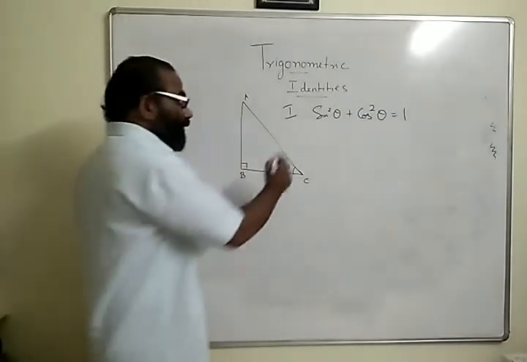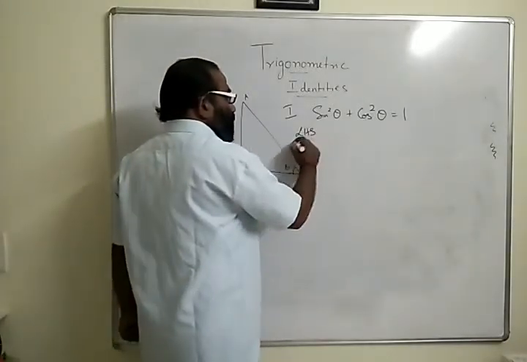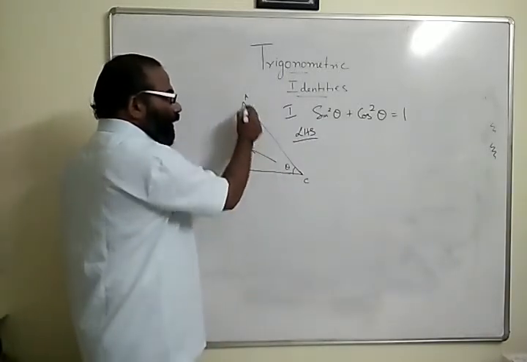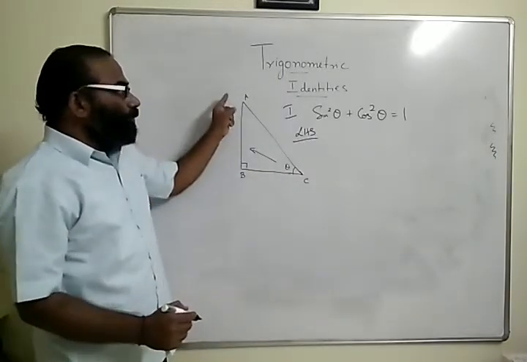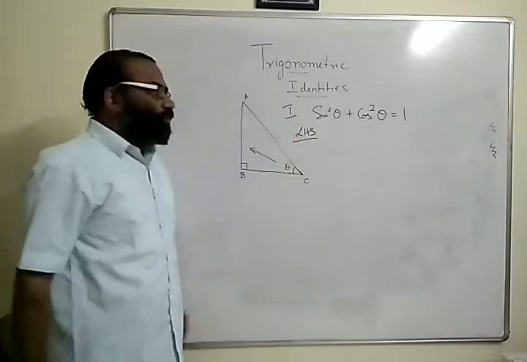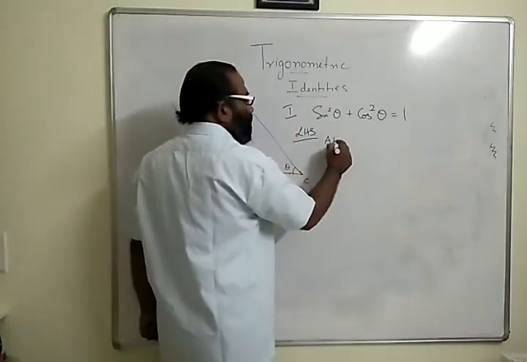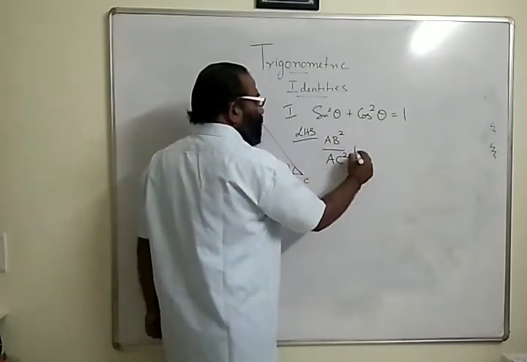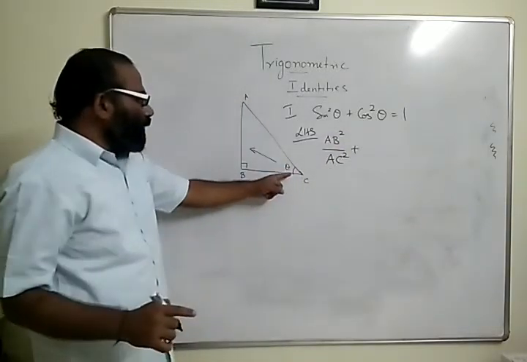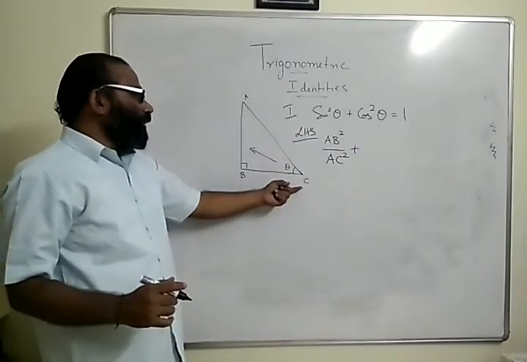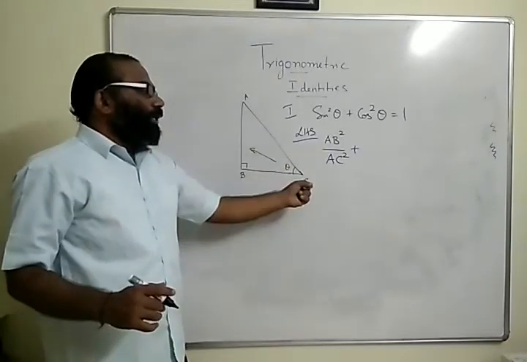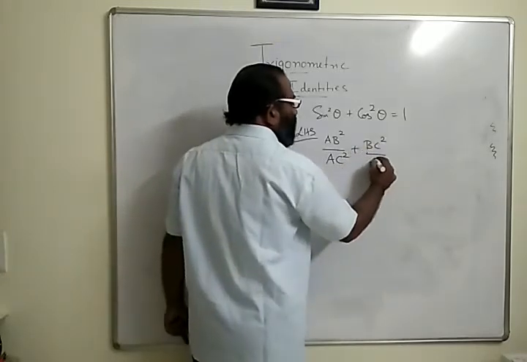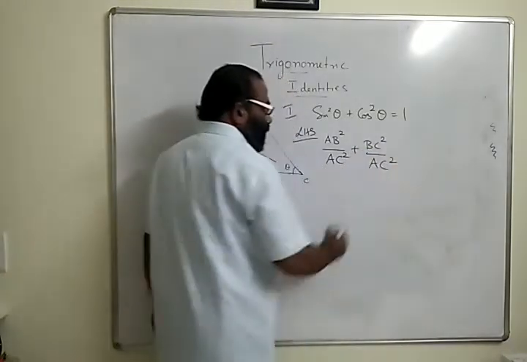So taking the left hand side, what is sin theta? Sin theta is opposite by hypotenuse, that is AB by AC. So sin squared theta would be AB squared by AC squared. Similarly, cos theta would be adjacent by hypotenuse, that is BC by AC, so cos squared theta is BC squared by AC squared.